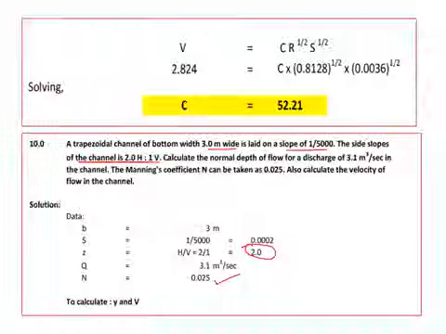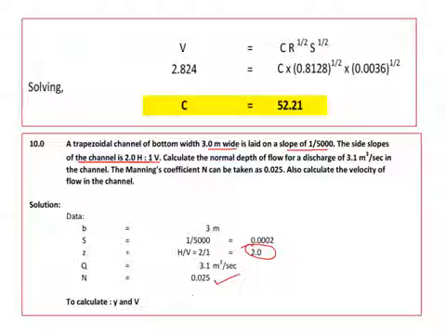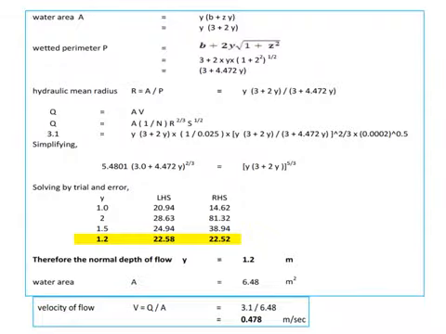You should calculate the velocity of the flow, and also here it is required to calculate the normal depth of flow. Whenever the normal depth of flow is to be calculated, that requires trial and error. Now Y is unknown in these problems. So Y into B plus ZY, where B is given and Z is 2, so there is Y into 3 plus 2Y. Similarly, in the wetted perimeter, Y becomes unknown. B is known, 3 plus 2Y root of 1 plus Z square, Z is 2, so that gives 3 plus 4.